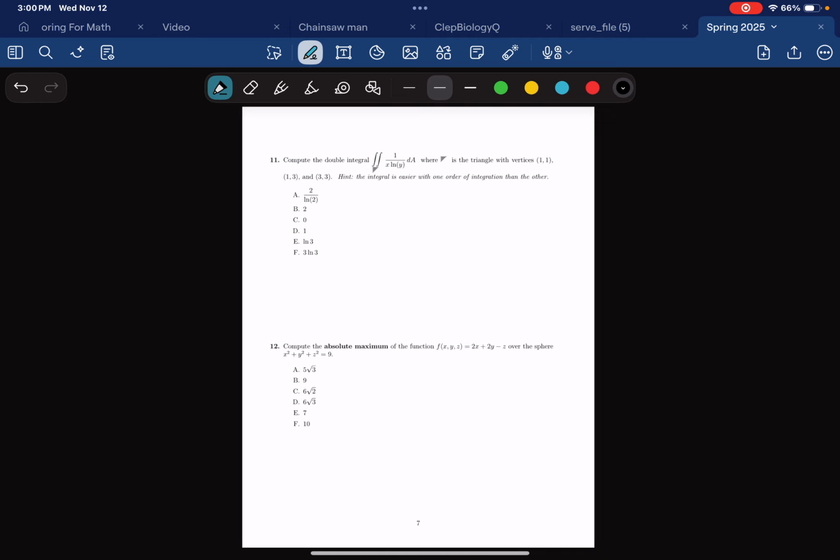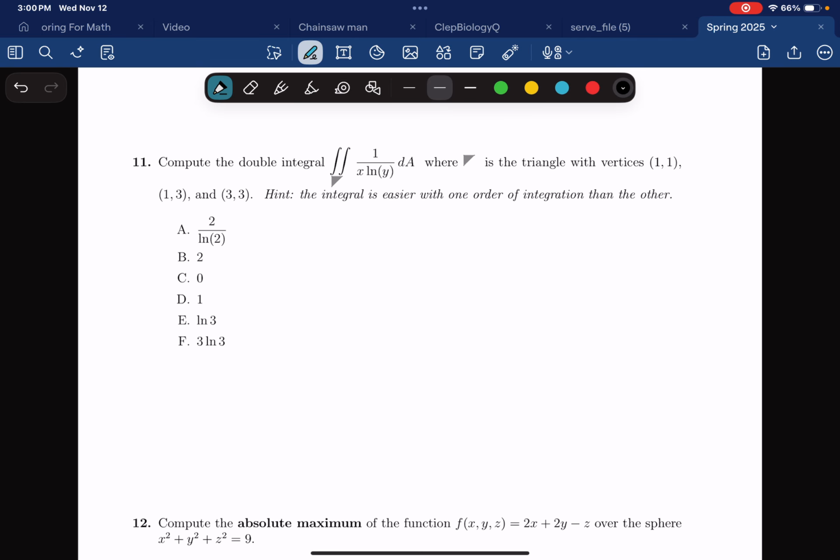Sweet. Last 2 questions. Compute the double integral of 1 over x natural log of y dA, where the triangle is a triangle with vertices (1, 1), (1, 3), and (3, 3). The hint is that, oh my lord, my computer just went, is that the integral is easier with one order of integration than the other. Let me turn my computer all the way down.